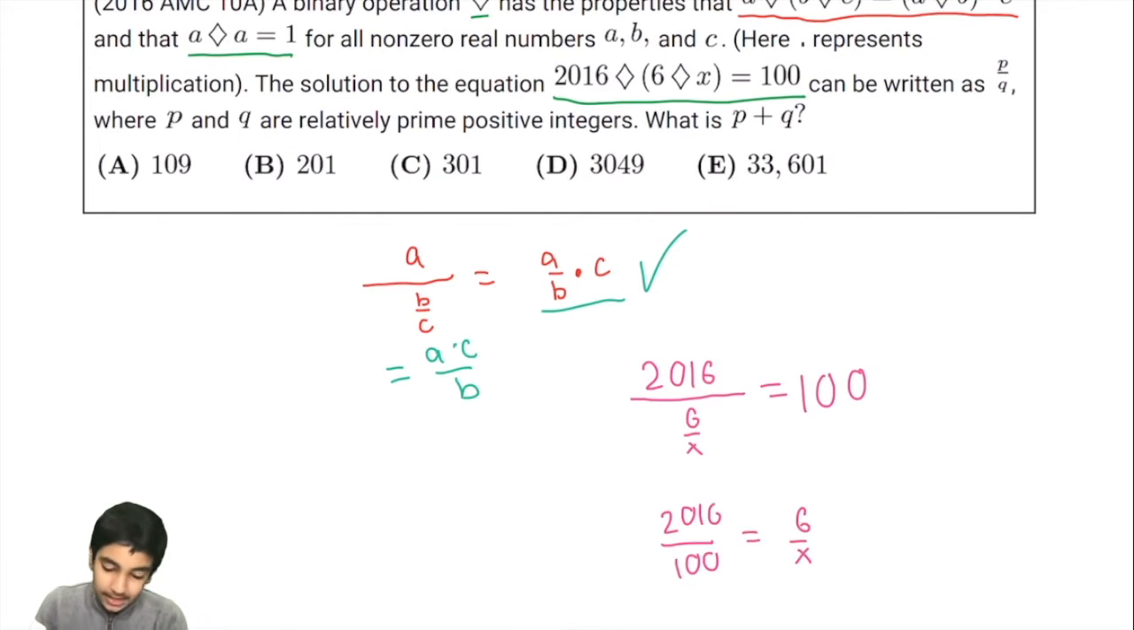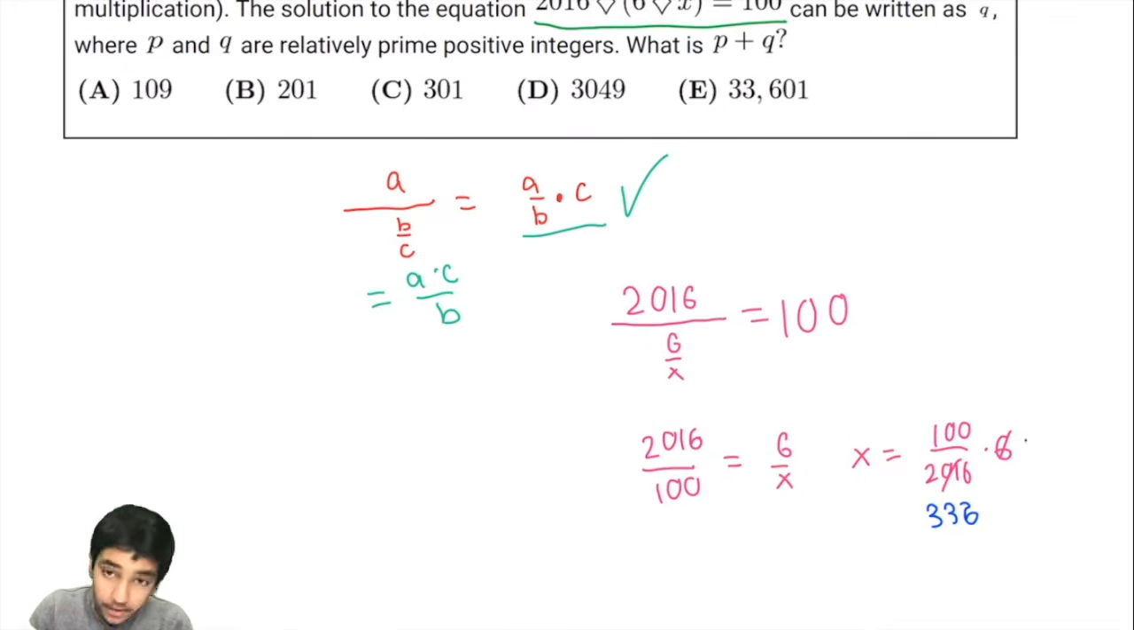And then this gives us an easy finish that x is just going to be equal to 100 over 2016 times 6. And then we can simplify our terms here. So we can just do 2016 divided by 6, and we can see that 2016 divided by 6 is 336. So x is just going to be 100 divided by 336, which is equal to 50 divided by 168, which is 25 over 84.